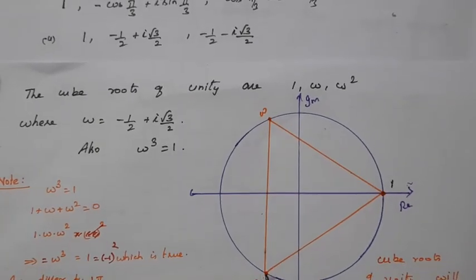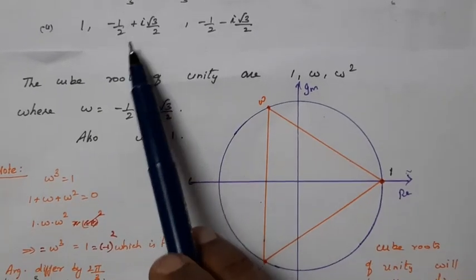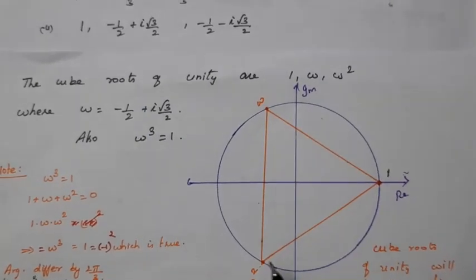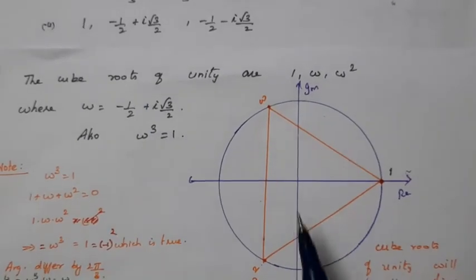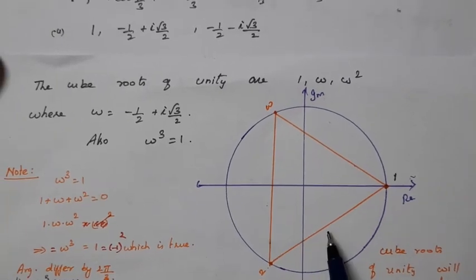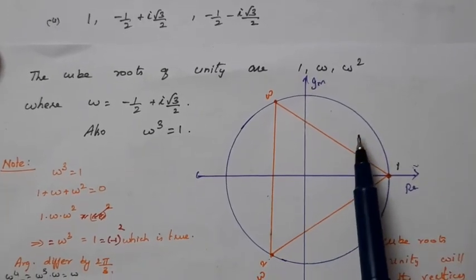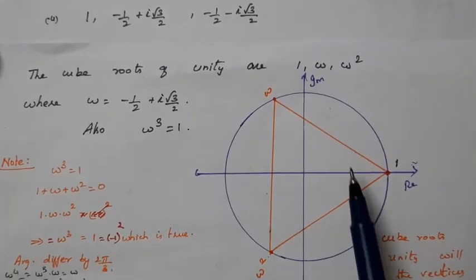So omega squared will be here, and because they are conjugate to each other, it lies exactly opposite to that. So if we join these three, you will have an equilateral triangle. By joining the nth roots of unity, we will have a regular polygon of n sides.